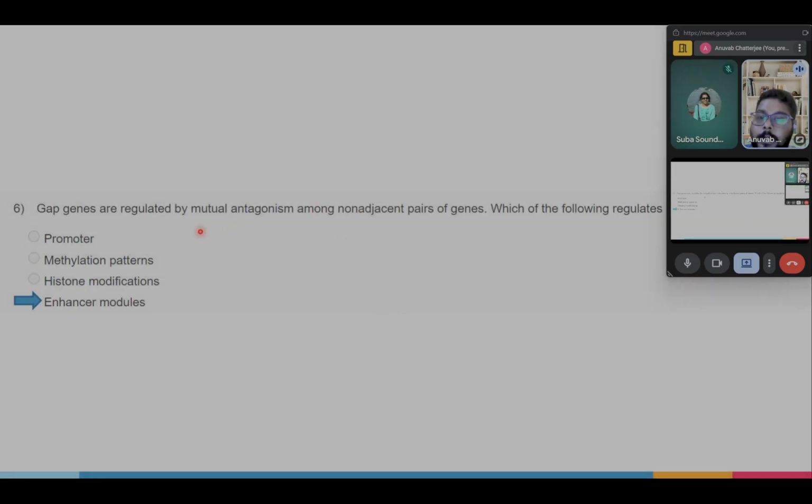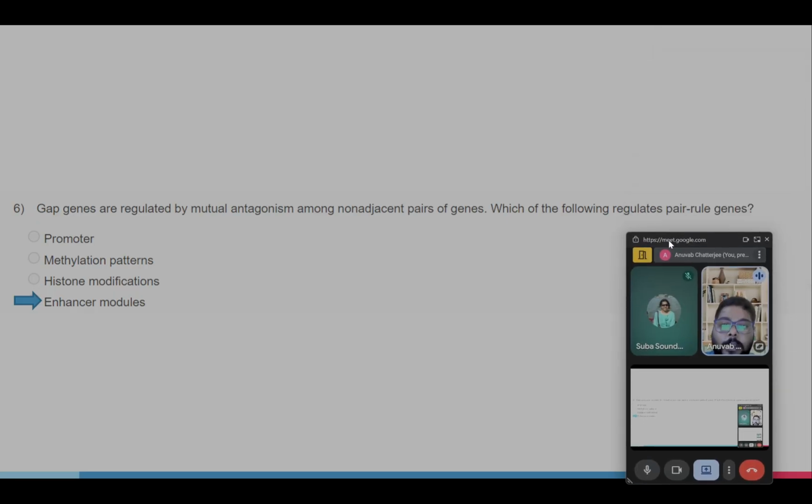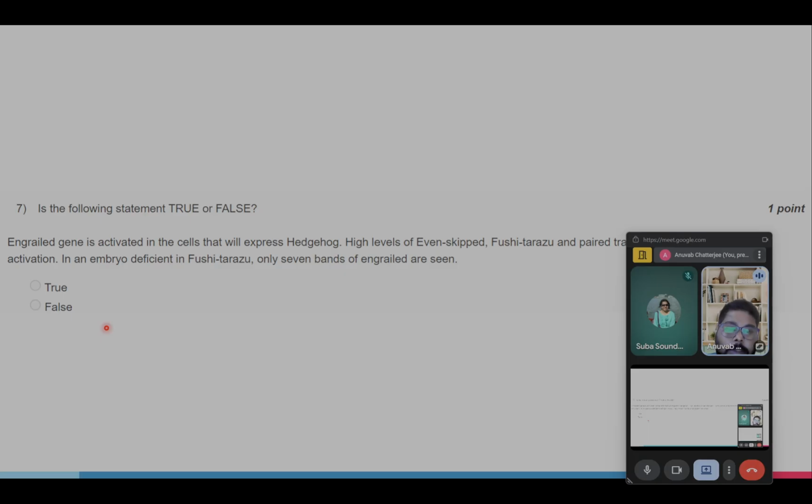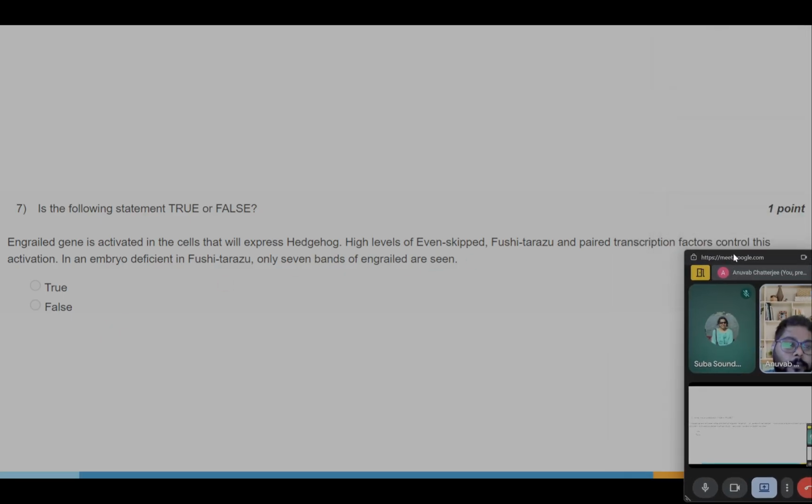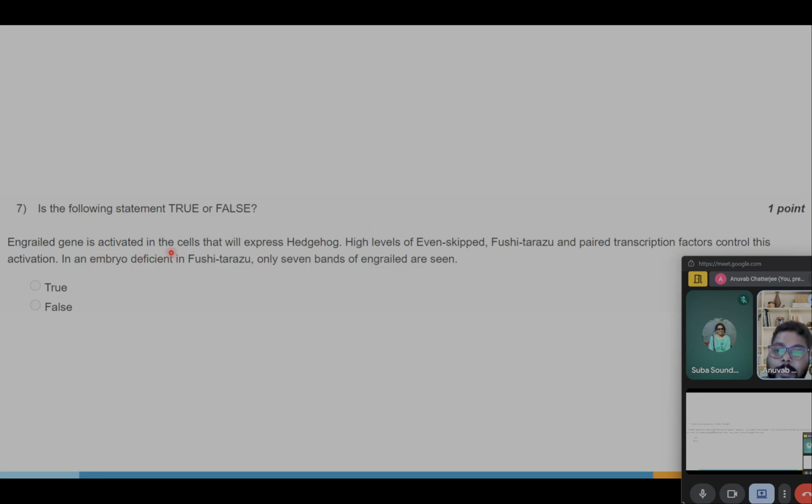Okay. So gap genes are regulated by mutual antagonism among non-adjacent pairs of genes. Which of the following regulates pair rule genes? The answer is enhancer modules. Okay, moving on. Engrailed gene is activated in the cells that will express hedgehog. High level of even skipped, Fushitarazu and paired transcription factors control this activation. In an embryo deficient in Fushitarazu, only 7 bands of engrailed are seen. So these are essentially 3 different statements. You have to say either they are true or false.